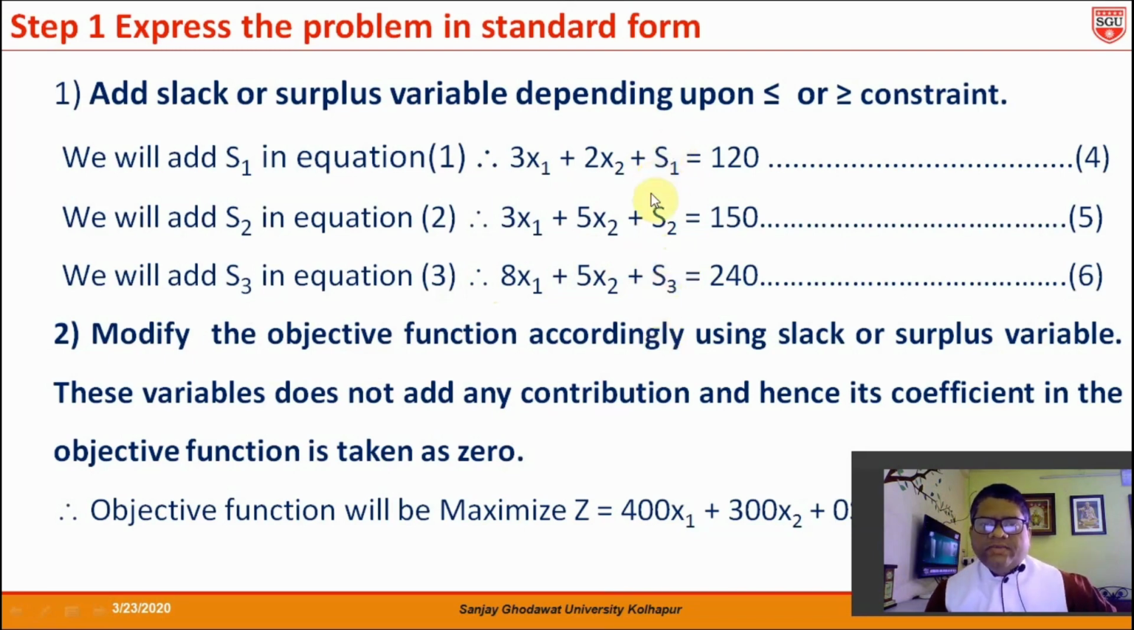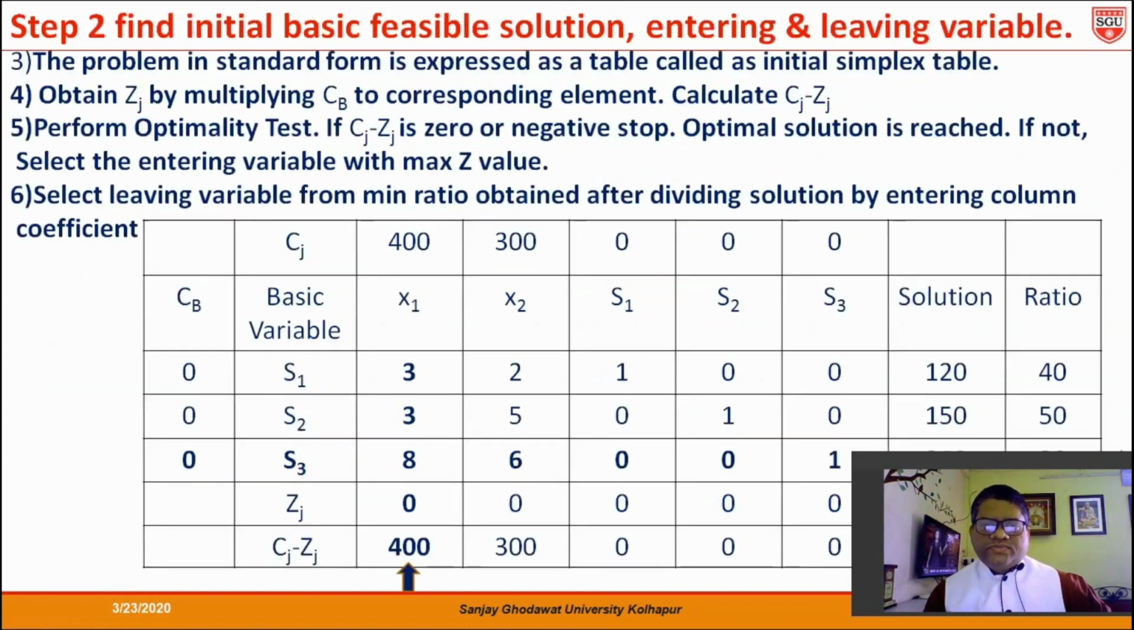When we add slack variables in the constraint equations, they are also added in the objective function, but as they represent unutilized resources, they are not going to contribute towards the profit. So, their coefficients we have to assume as 0 S1, 0 S2 and 0 S3 in the objective function.